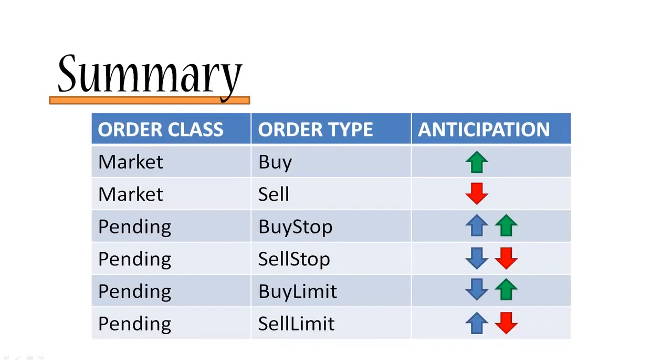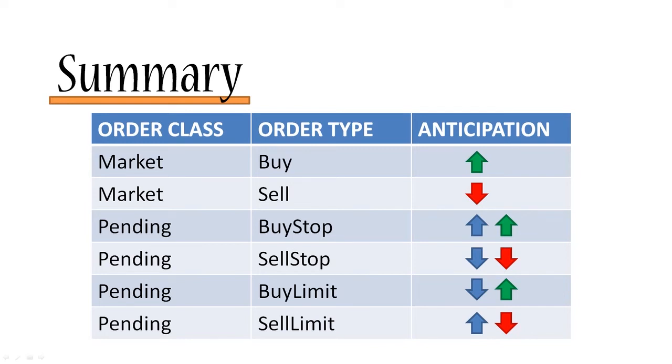And to sum up, we've got our different order classes, different order types, and anticipated market movements. So the first two are the market orders, the buy and the sell. We would enter into a buy when we anticipate an upward movement, and into a sell when we anticipate a downward trend. And then for pending orders, we would open a buy stop order when we think the market will go up and then continue going up. So we want to check this condition that the market will cross some sort of resistance line. And if that happens, then only do we want our buy stop order to become a buy order.